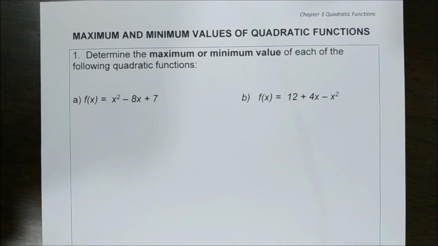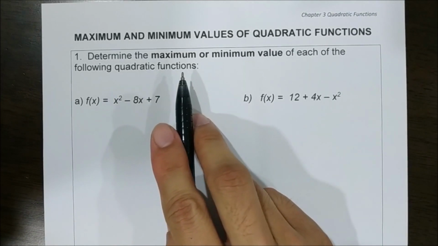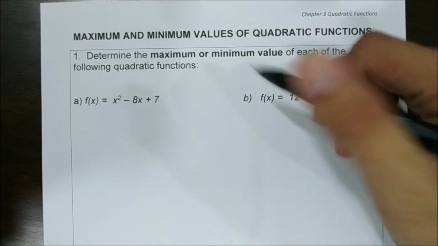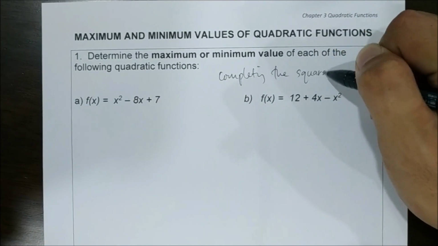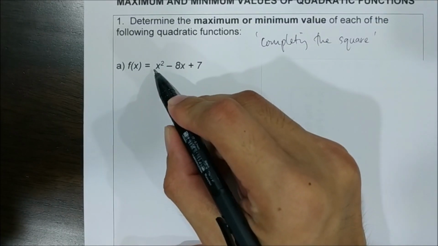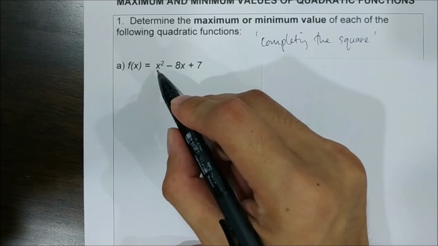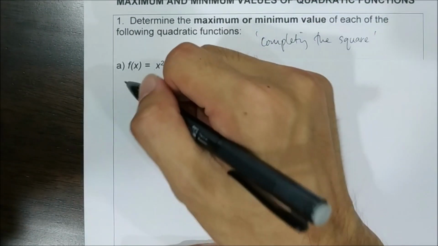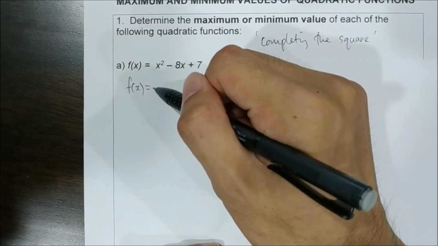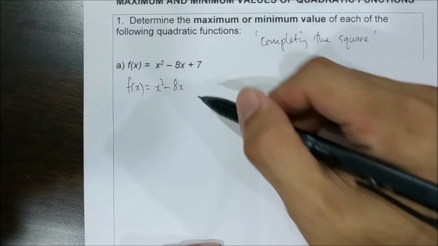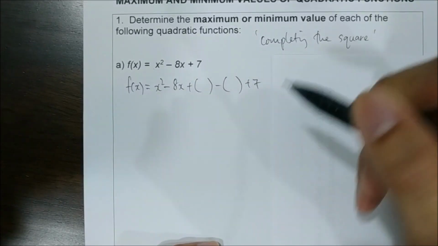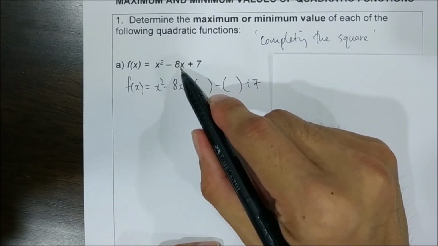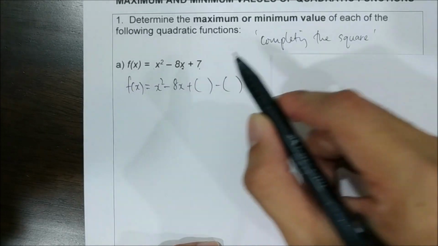So how do we determine the maximum and the minimum values of the quadratic functions? In order to determine the maximum or minimum values, we can use a method which is the completing the square method. First, we check if the value of a here is 1, a positive one. If it is 1, then we can proceed. So we rewrite this. What we do here is we add something and then we minus something, plus 7. So we add and minus something in between the negative x and 7.